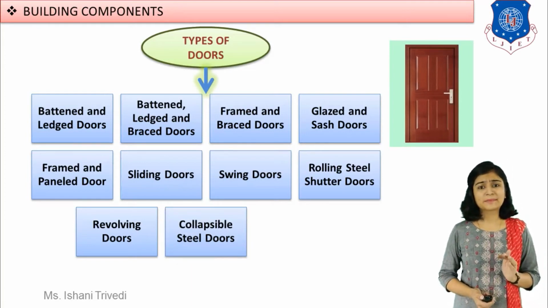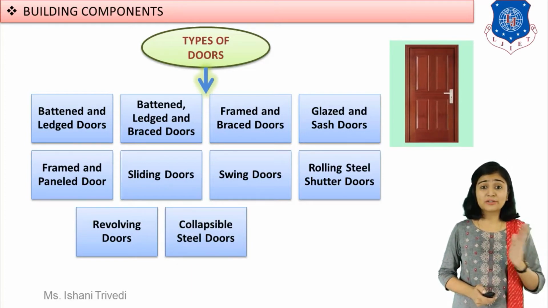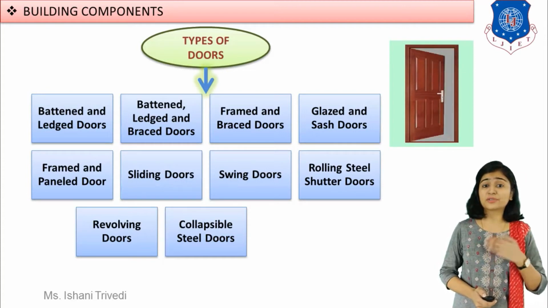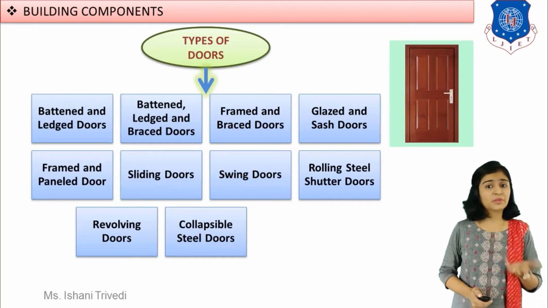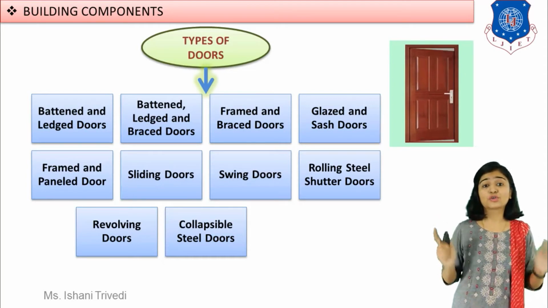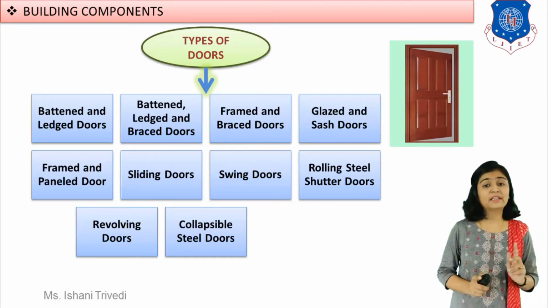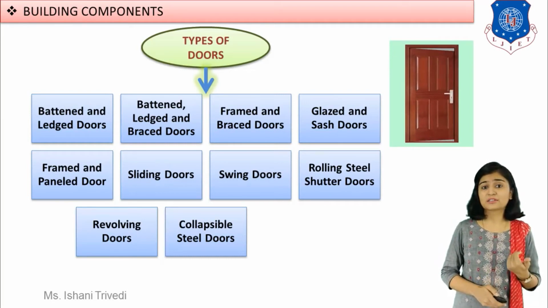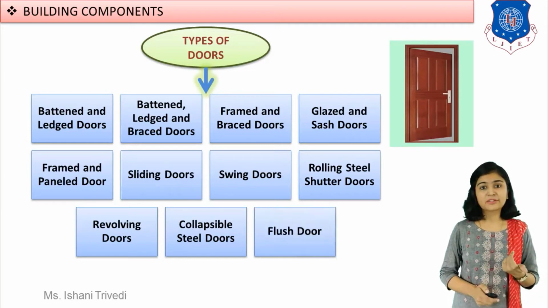Next you have collapsible steel doors. Collapsible steel doors means I think you would be having the same in your educational institute as well. You would have seen that in your institute where large openings or large spaces are provided. You can also say that the lift doors are generally collapsible steel doors.